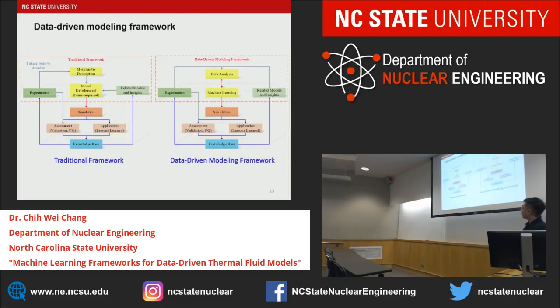The left-hand side picture shows the traditional framework, and the right-hand side picture shows the data-driven modeling framework. The most different part is that after we finish the experiments, we don't need to spend years to decades to understand the meaning behind those data. From the experiment to the machine learning-based model, we just need to specify what is the input flow feature and what is the expected target that we want. The rest can rely on the learning algorithm to figure out the underlying correlation. Then we can implement those correlations into the simulation.